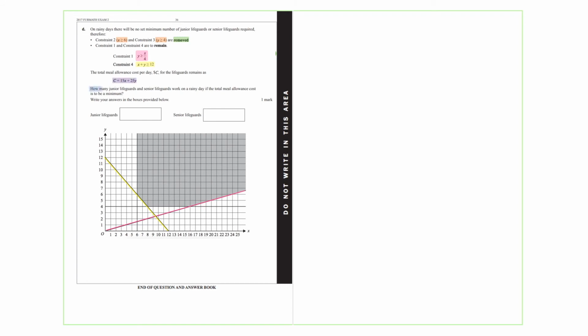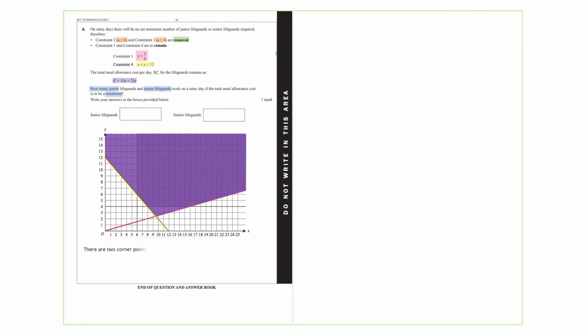How many junior lifeguards and senior lifeguards work on a rainy day if the total meal allowance cost is to be a minimum? Write your answers in the boxes provided below. There are two corner points, the ones with coordinates 0 and 12 and 9.6 and 2.4. Since we need integer values, we are going to use the point with coordinates 9 and 3 instead of 9.6 and 2.4. So let's check the first point, 0 and 12.